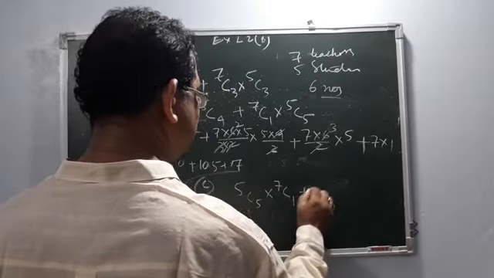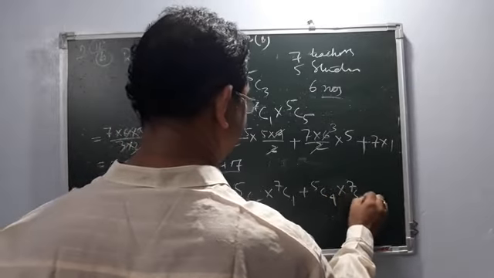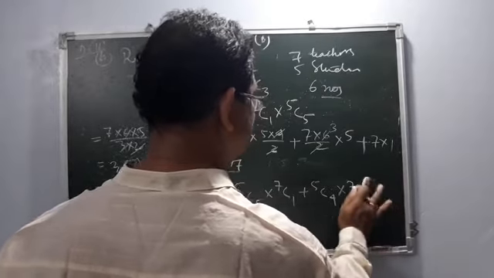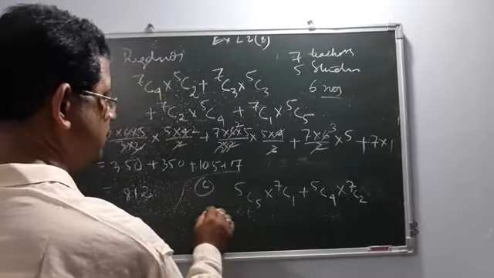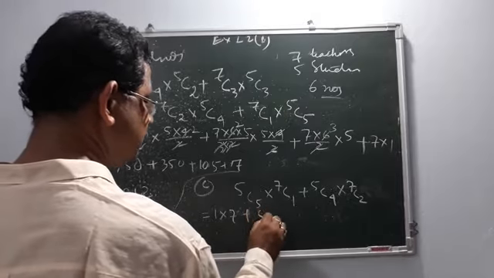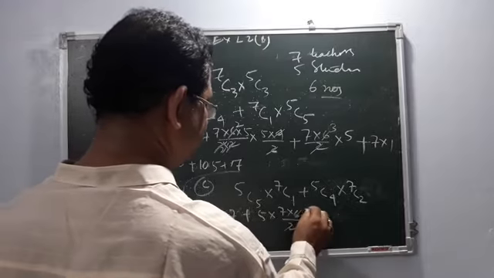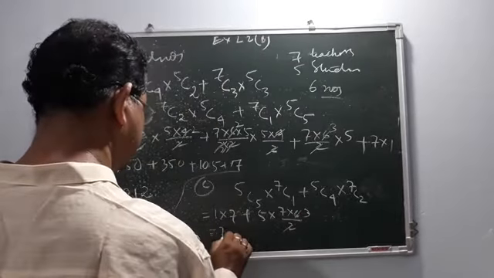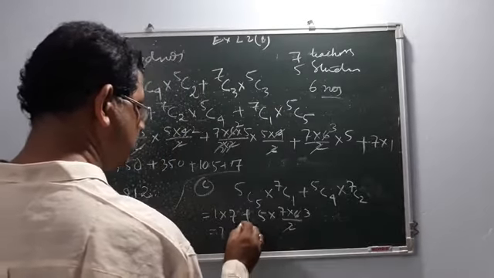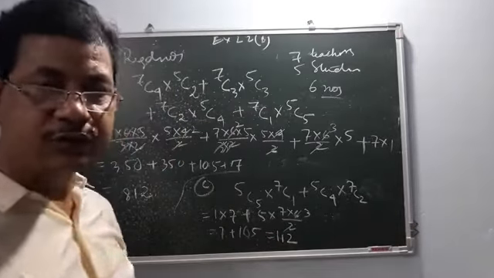Then we can take 5C4, 7C2, then 5C3. So that way we cannot take. Majority should be greater than this. So it is 1 into 7. 5C4 is actually 5. 7C2 is 7 into 6 by 2. So it is 7 and this one is 5 and 105. So it is 112. That's the answer. Majority of students we can do like that.